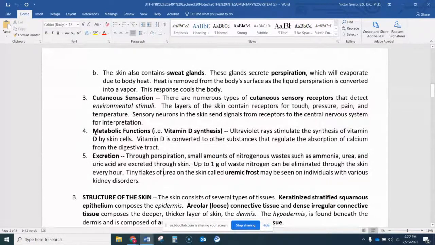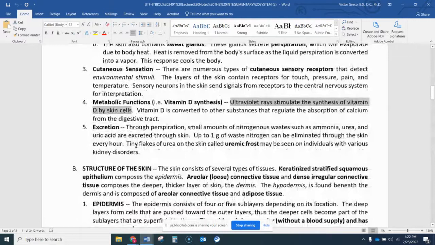One thing I'll mention, because this one gets kind of forgotten sometimes too, is that our skin does have a metabolic function. It makes vitamin D, or a precursor to vitamin D at least. And the catalyst for that is the sun. So the UV rays from the sun stimulate the production of vitamin D by the skin cells. So just often forgotten function, just wanted to make sure you were aware of that.